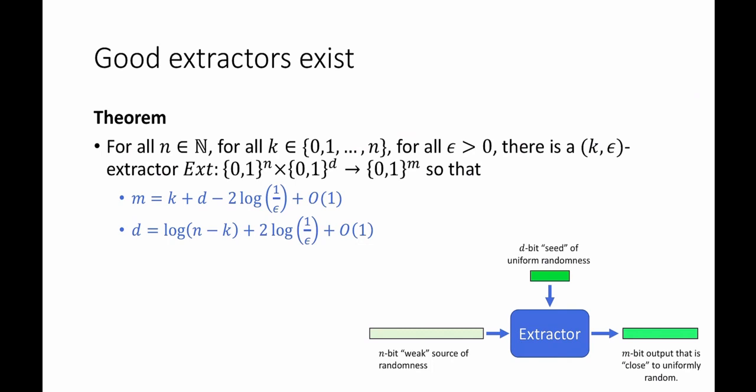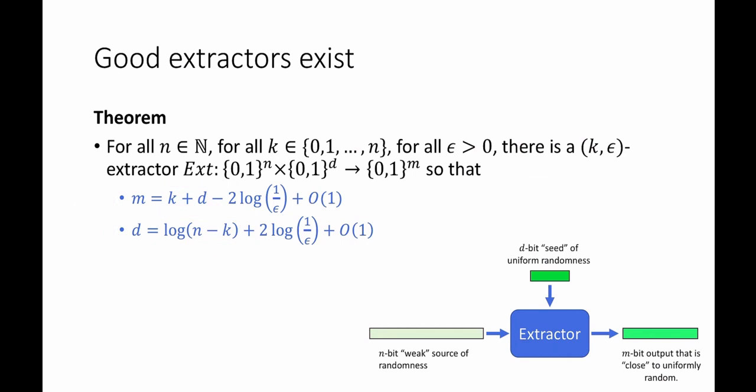Let's suppose for a moment that epsilon is some constant, like 1/10 or something like that. Then all this stuff is a constant, and what we're left with is this. And this is basically what we wanted. The number of output bits is k plus d, which makes sense because the number of input bits of randomness was about k plus d. And the length of the seed is small, logarithmic in n. We'll see in a moment why logarithmic in n is a good answer. So that's great.